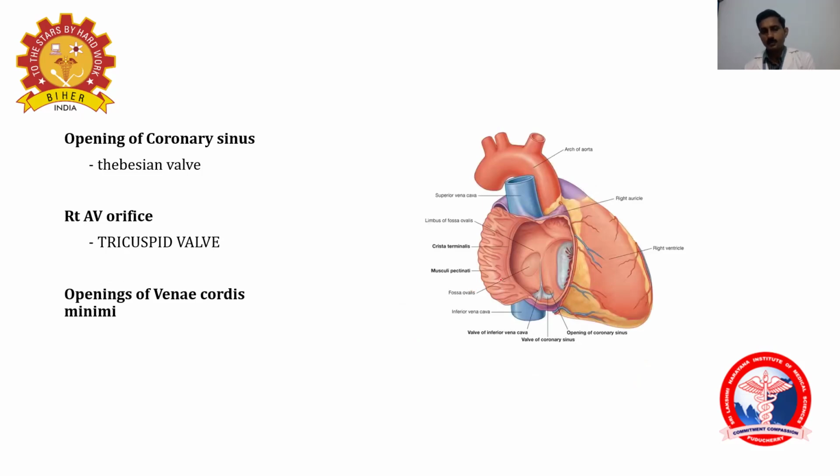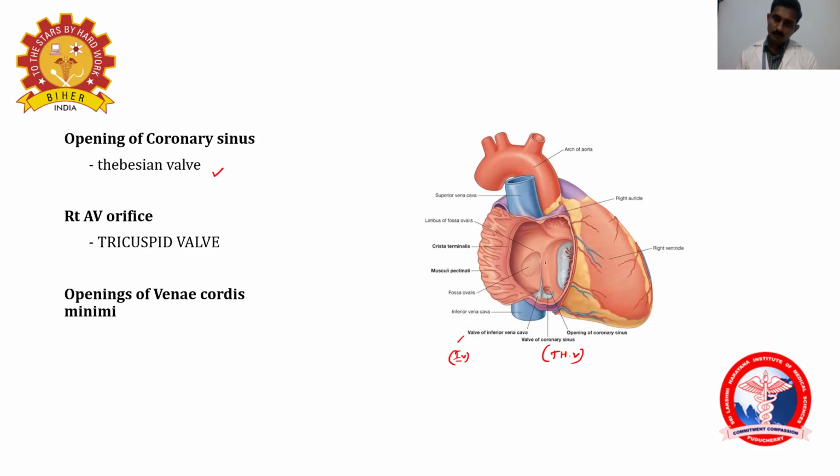Now, here one more sinus is there. This is the opening of the coronary sinus. So this valve is called the eustachian valve, and this valve is called the Thebesian valve. So we are seeing the eustachian valve as well as the valve of the coronary sinus. The valve of the coronary sinus is given a name called the Thebesian valve.